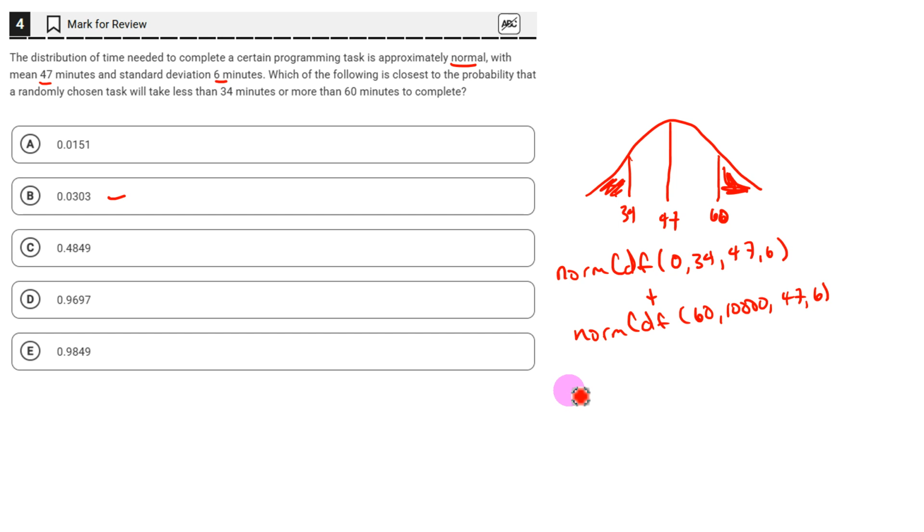0.0303. The other thing you could do is 1 minus all of this area. So you could do 1 minus norm CDF, lower bound 34, upper bound 60, 47, and 6. Now again, this one has no sample size. Don't need to worry about figuring out new standard deviation, anything like that. So let's move on to the next one.